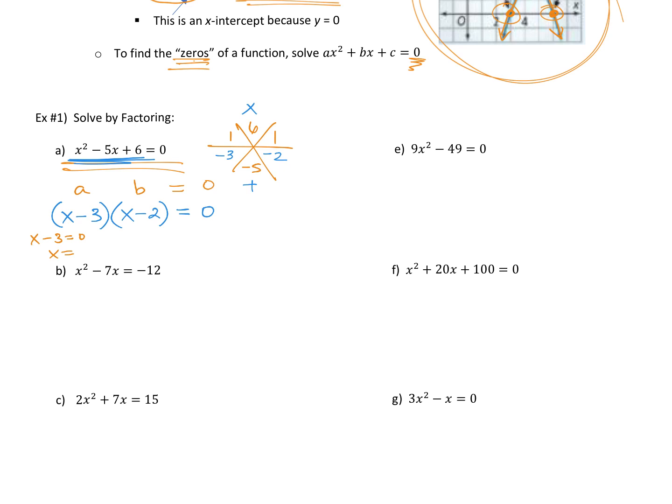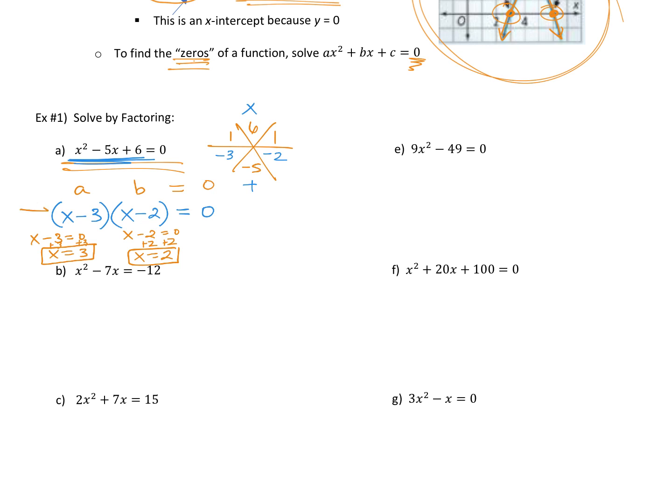3, right? If you add 3 to both sides, x would be 3. If x minus 2 is the thing that has to equal 0, then x is what? 2. So your answer is x equals 3 or x equals 2, right? Those are the two things we come up with.